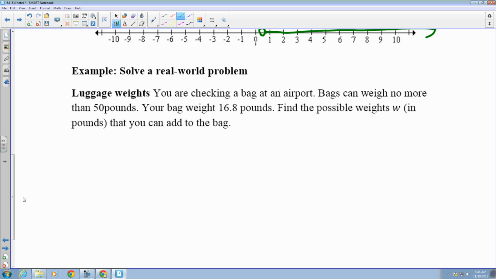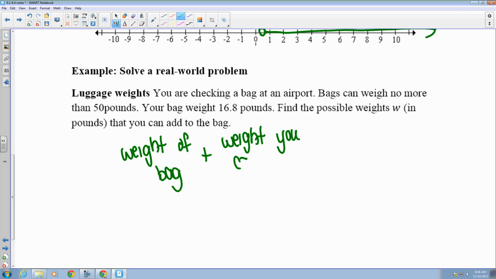You are checking a bag at an airport. Bags can weigh no more than 50 pounds. If your bag weighs 16.8 pounds, find the possible weights w in pounds that you can add to the bag. So we have the current weight of the bag plus what you can add on. And that has to be less than or equal to what the weight limit is.